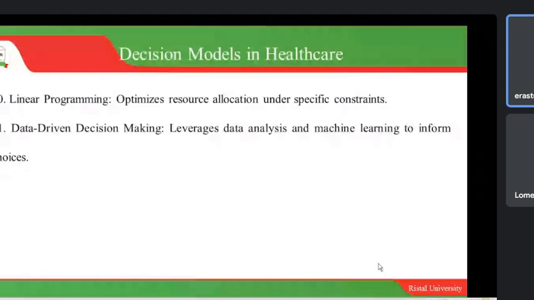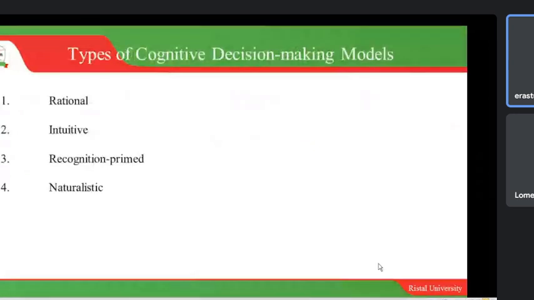They take advantage of data analysis and machine learning to be able to inform the decisions that we are going to make. We have different types of what we call cognitive decision-making models. For example, we have what we call rational, intuitive, recognition-primed, and naturalistic.